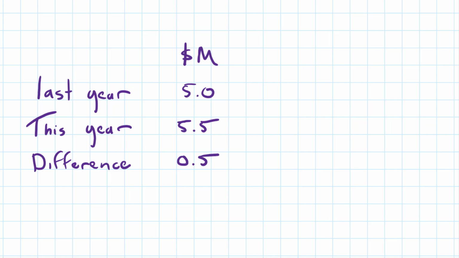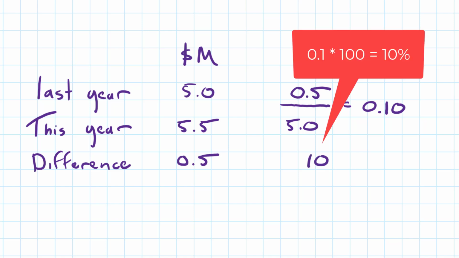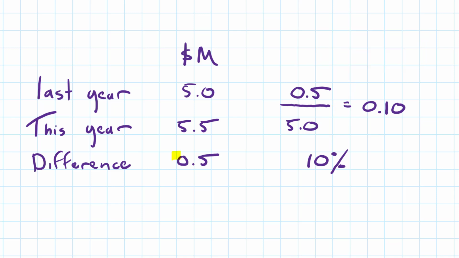Well, I'll take that difference, 0.5, and I will divide that by the starting point, or last year's sales. And if we do the math, that comes to 0.1 or 0.10, and that is 10%. We now see that the $0.5 million increase in sales over last year is a 10% increase.